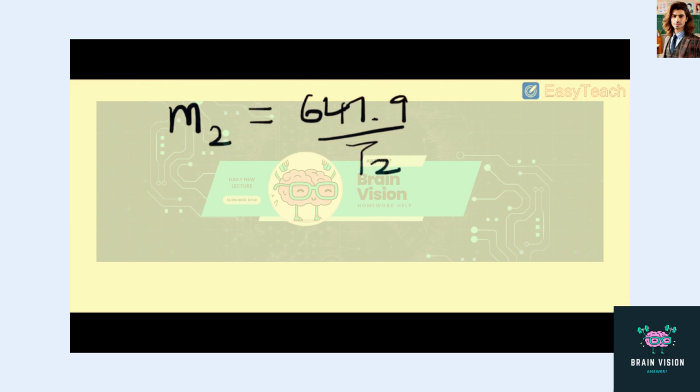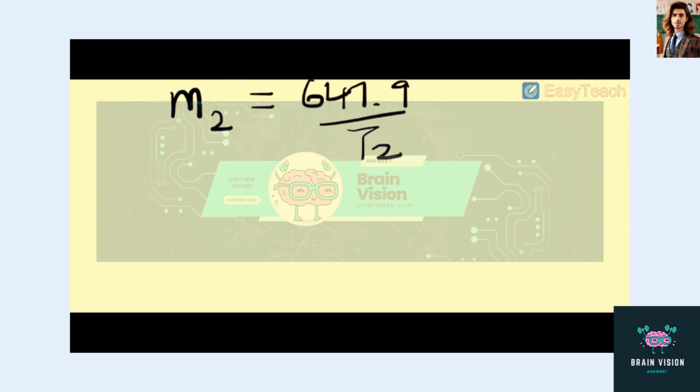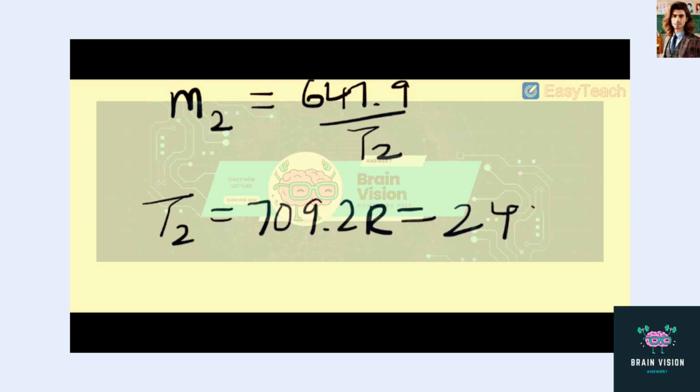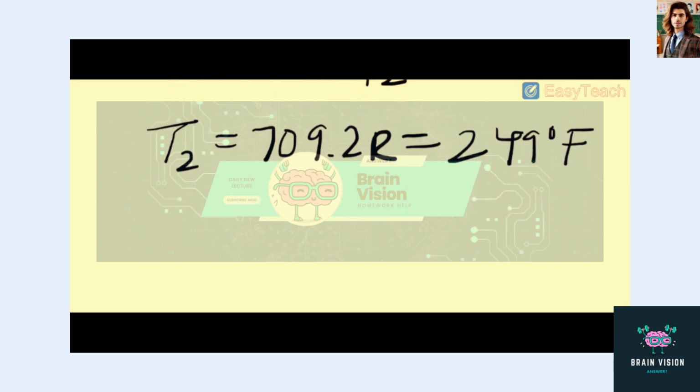So this allows us to plug in and solve for T2, and we see that T2 is equal to 709.2 Rankine, which is equivalent to 249 degrees Fahrenheit. And that is one part of our answer. So let's go ahead and box that.